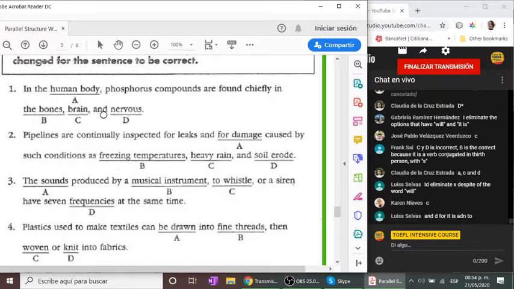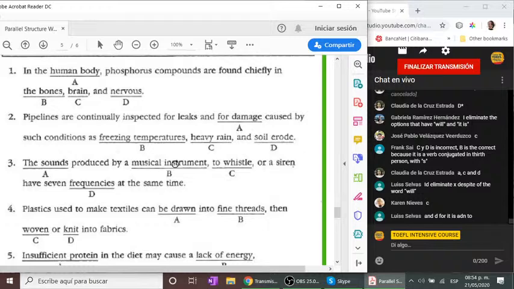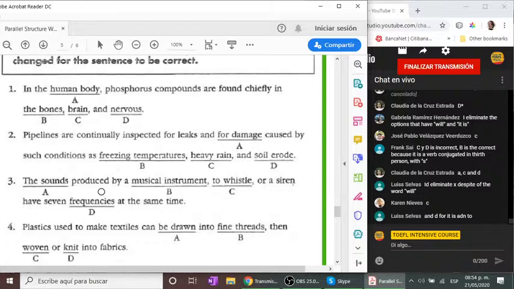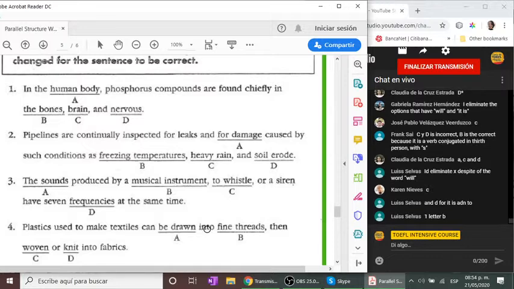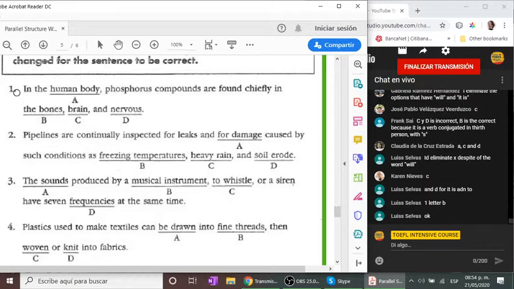Léanlos en voz alta. We will read it loudly so you can recognize the rhythm and the harmony, as Gabriela said. Okay? So we will read it for you and try to recognize the sound. ¿Nos ayuda, maestra, a leerlas? Sí. So, in the human body, phosphorus compounds are found chiefly in the bones, brain, and nervous.